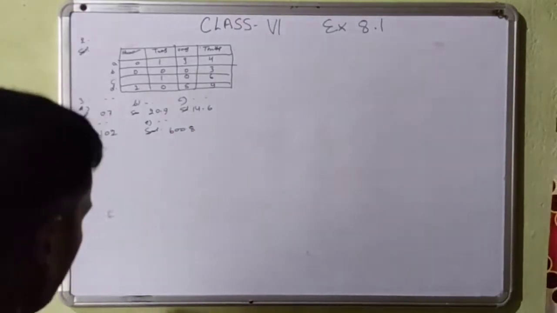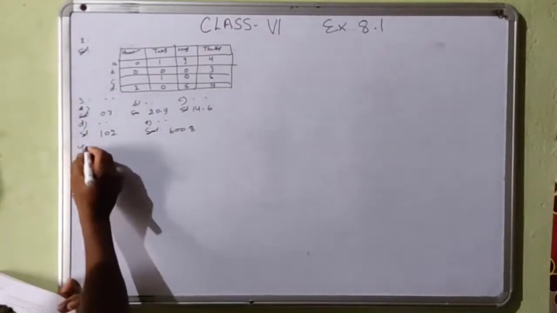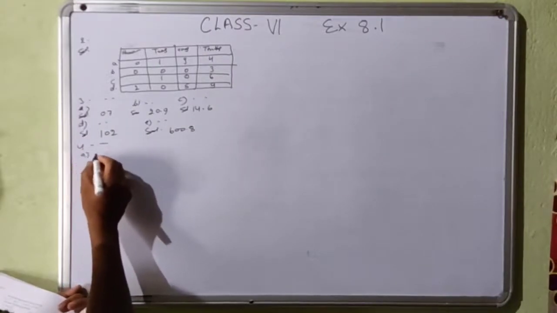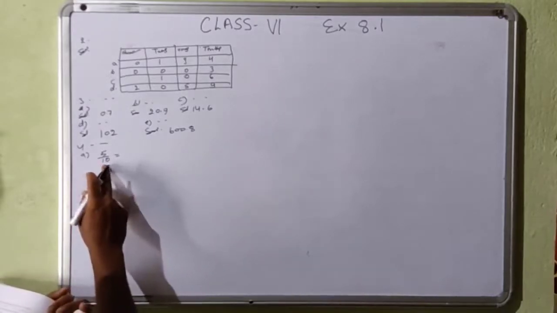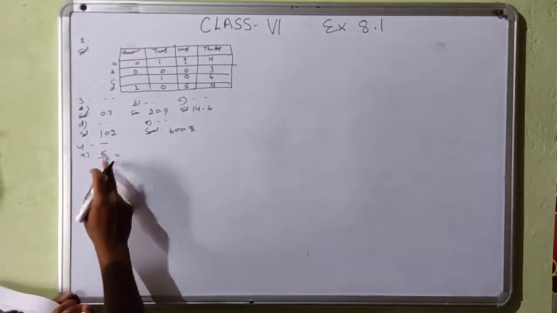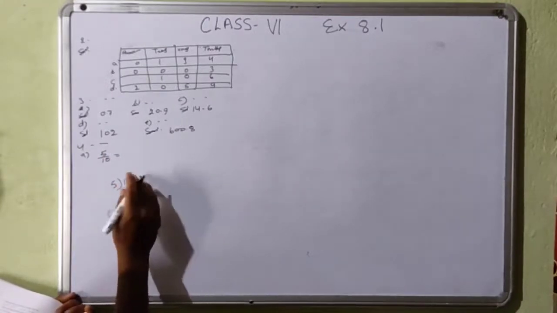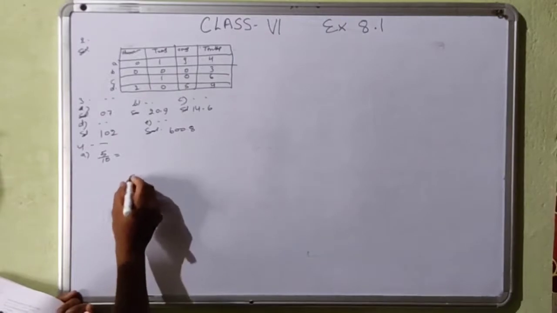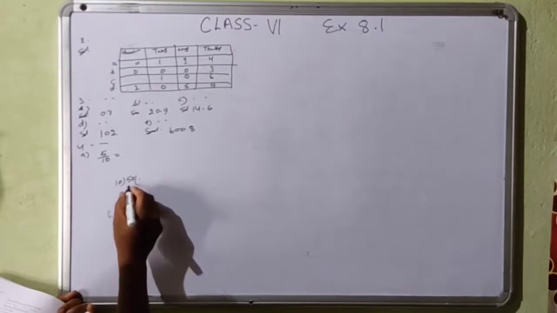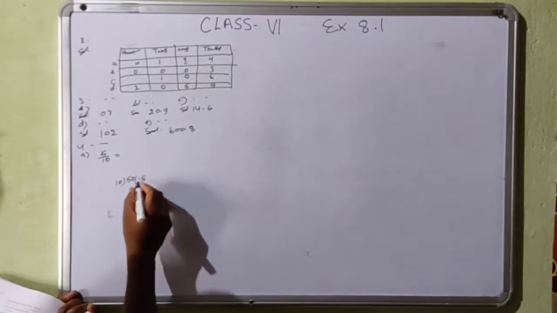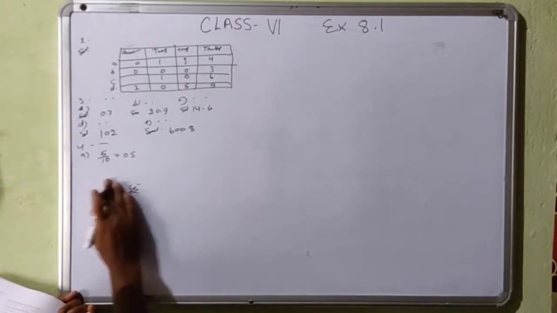Question number 4. Write each of the following as a decimal. First, A part, 5 upon 10. Write that in decimal. So first of all you will divide 5 by 10. So decimal 0, 10 5 ja 50. So that will become 0.5.